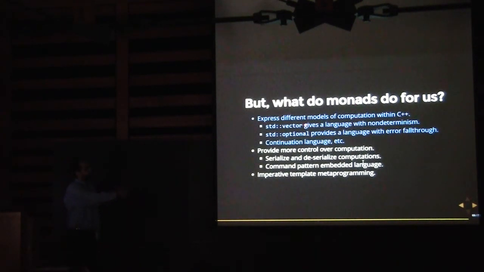They express different models of computation within C++. Std vector gives you a language with non-determinism, just based on how the std vector monad is. Std optional provides a language with error fall through. You can make a continuation language. I'm not sure you mentioned the non-determinism when we originally discussed vector as monoid as a functor, but I'm not sure if everyone knows what that means. Oh, okay. What is non-determinism?